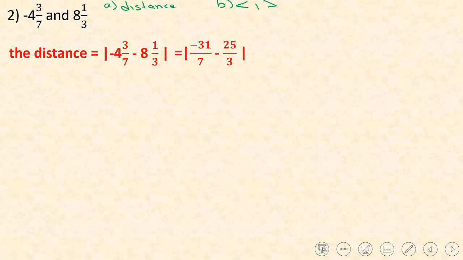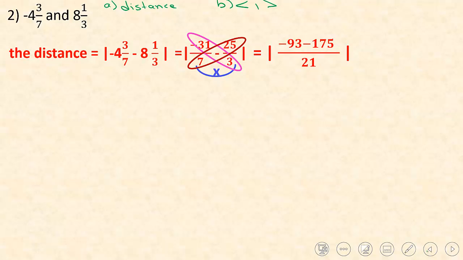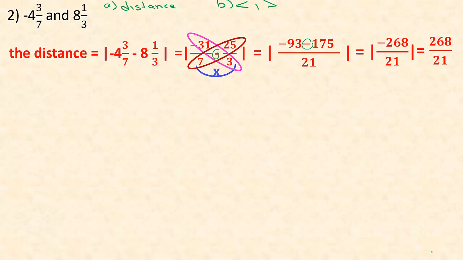So the easiest way to use is cross multiplication. 7 times 3, and this equals 21. And then 3 times negative 31, which is negative 93. And the operation, which is subtraction, I will move it as it is. 7 times 25 is equal to 175. So I have now negative 268 over 21 inside of the absolute value. So the absolute value of any negative number is the same number but positive. 268 over 21, and this is the distance between the two numbers.